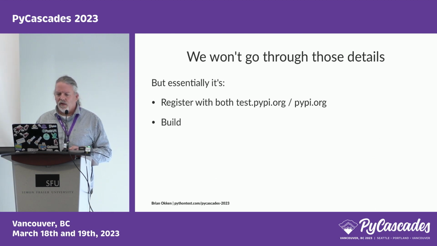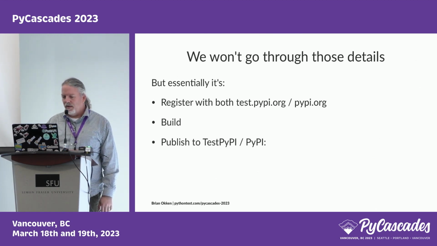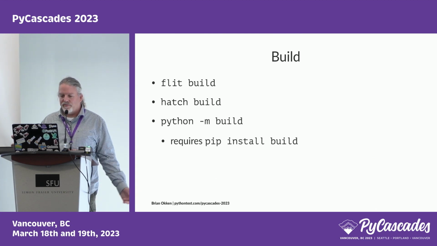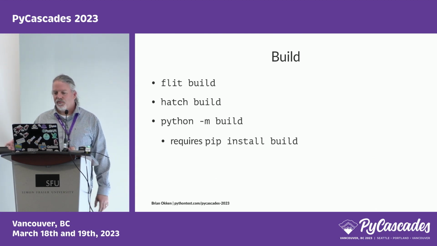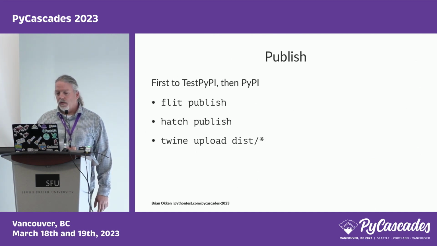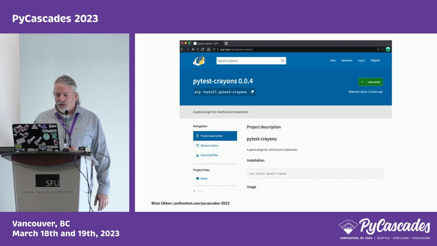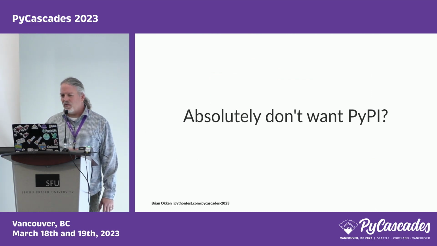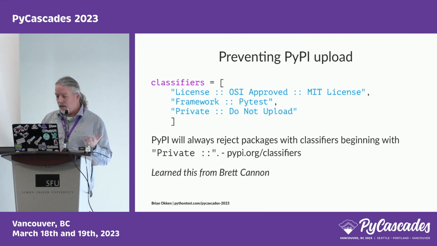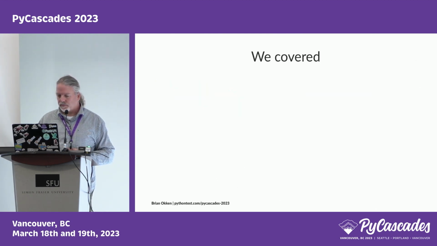You register. I like to do both the testpypi.org and the full thing. Build it and publish it. That's it. You can use flit, hatch, or build to build it. Even if you're using flit or hatchling in the background, you can use build to build it. It's cool. To publish, flit, hatch, or twine. And there you go. It's all up online. If you really don't want to, like if you're doing an internal project and you want to make sure nobody accidentally publishes to PyPI, you can throw a private classifier in, and then PyPI will reject it. So that's pretty cool. Thanks, Brett, for letting me know about that.